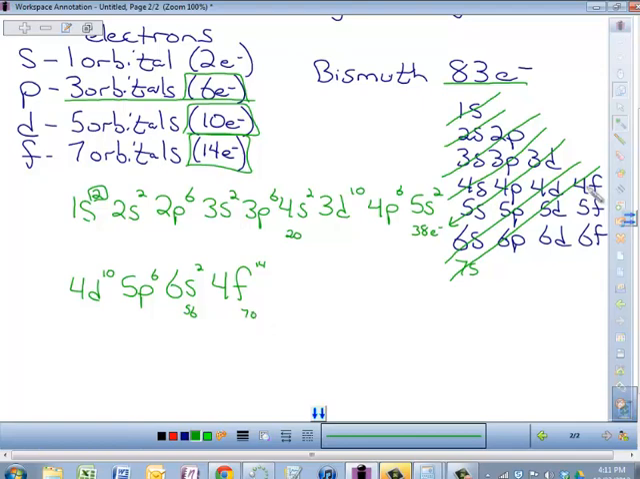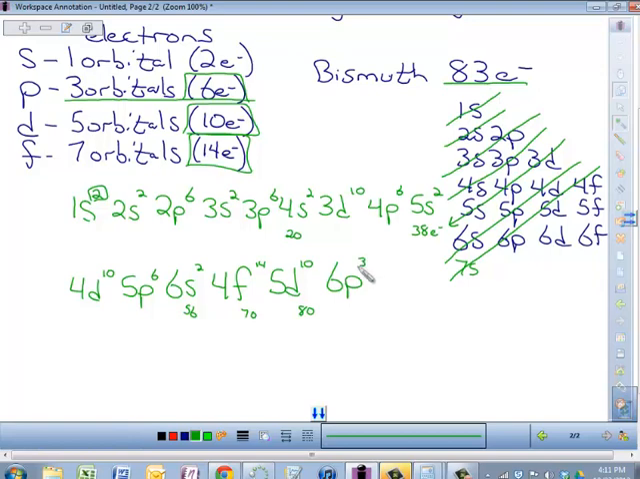Okay, after 4f comes 5d. D's can hold 10 of them. So again, let's add our 10, so we're at 80. And after 5d comes 6p. Now, when you look up here, a p can hold 6 electrons. But I'm at 80 right there. I need to go to 83 there. So all I have to do is put a 3 up there.